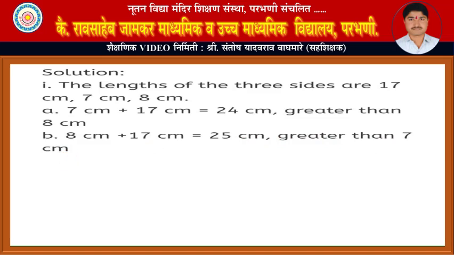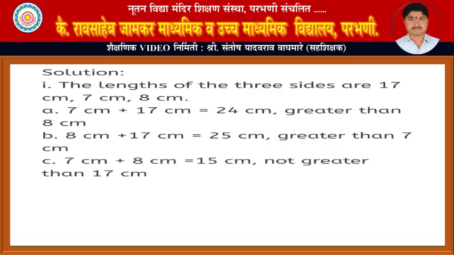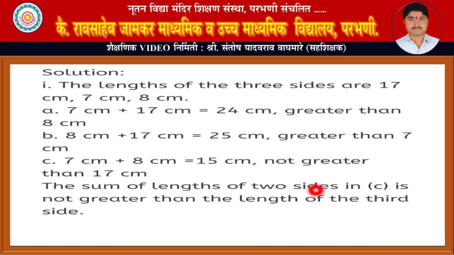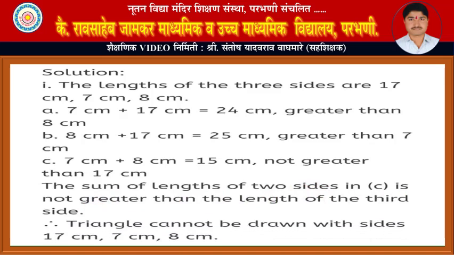Now let's do the C operation. In C we will take 7 centimeter plus 8 centimeter, these two sides. 7 plus 8 is equal to 15. But it is not greater than the remaining third side, which is 17 centimeter. So the C condition is not fulfilling our criteria for constructing a triangle according to the property. So let's write the reason now. The sum of the lengths of two sides in C is not greater than the length of the third side. Therefore, triangle cannot be drawn with sides 17 centimeter, 7 centimeter, 8 centimeter.